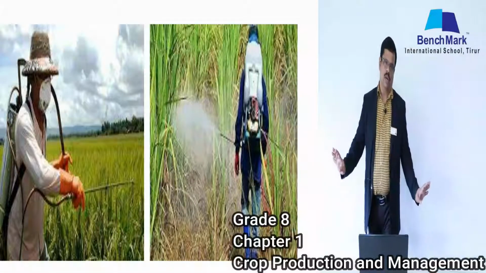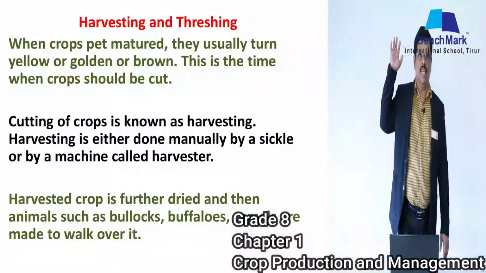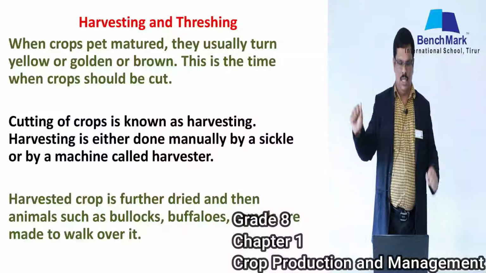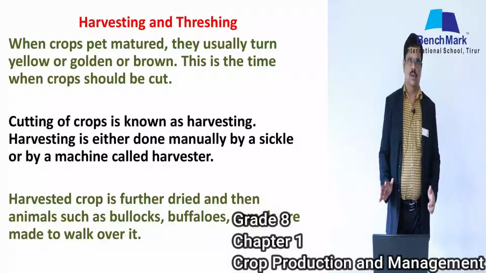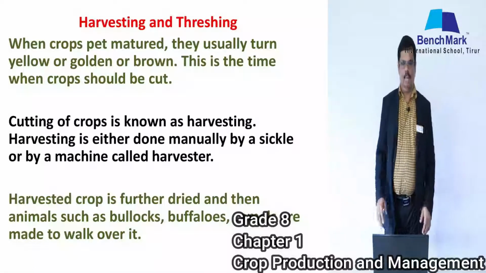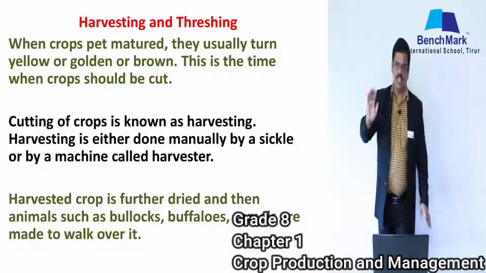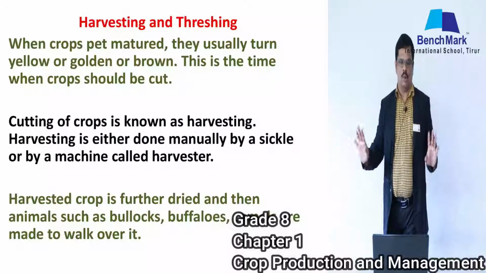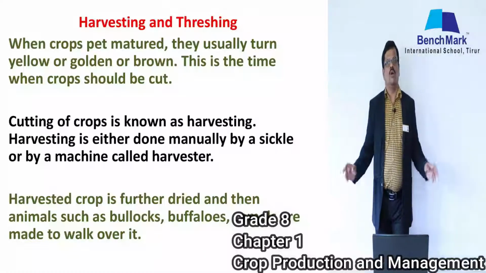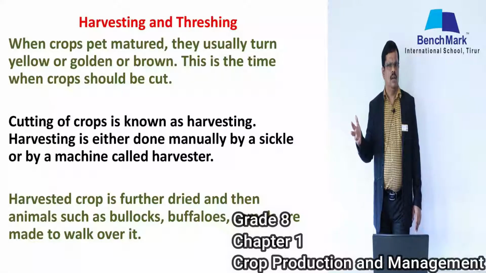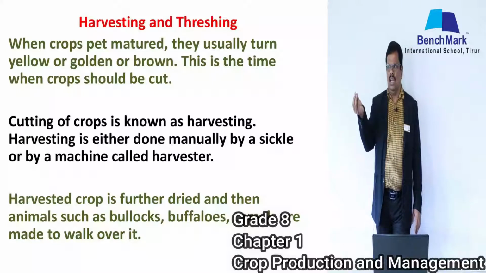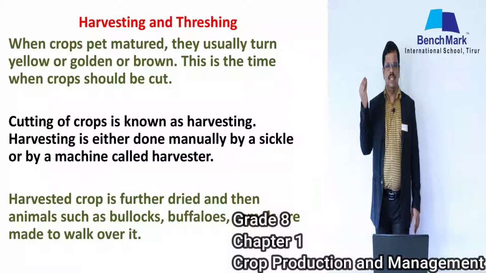Now weedicide is over. Now we are coming to the next step, that is the sixth step. It is harvesting. We can call it harvesting as well as threshing. Let us see. Now after spraying weedicide and killing the weeds, the crop is ready. When the crop is matured, what is the color? Does it change color? Anybody seen that? The green colored paddy seeds change into yellow, right? Yellow, brown. So that is the time.